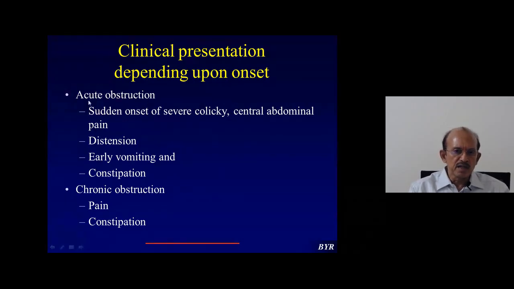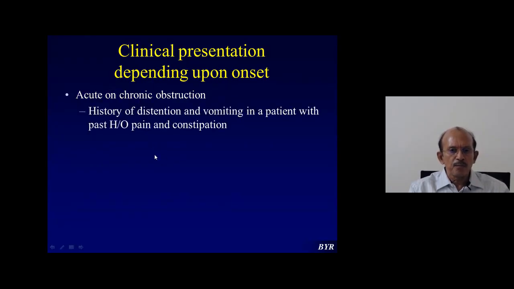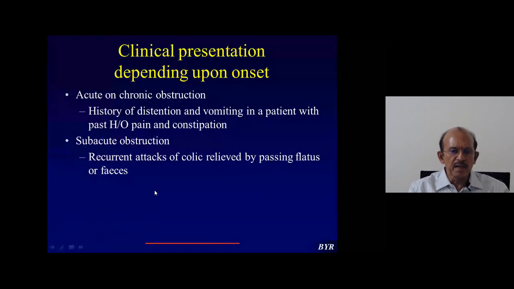But in acute obstructions, all 4 features are present. In acute on chronic obstruction, a colonic partial obstruction becoming acute, there will be a history of distension and vomiting in a patient with past history of pain and constipation. So chronic constipation features will be joined by acute features like distension and vomiting. Subacute obstruction: the features will be recurrent attacks of colic relieved by passing flatus or feces.